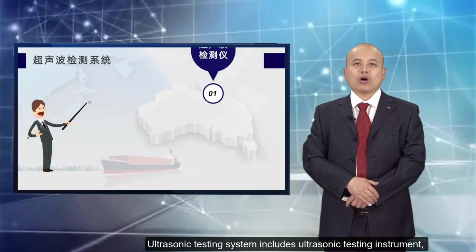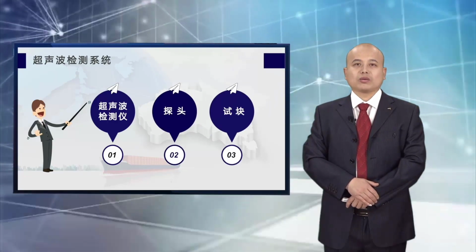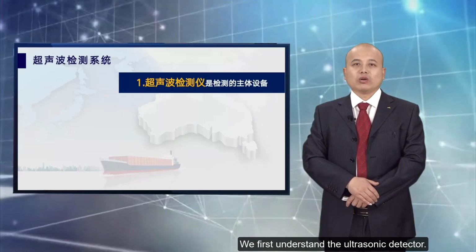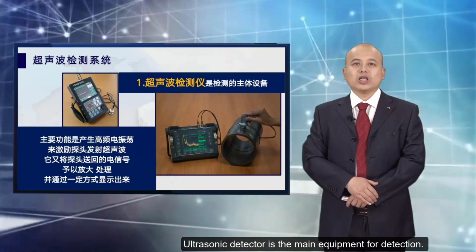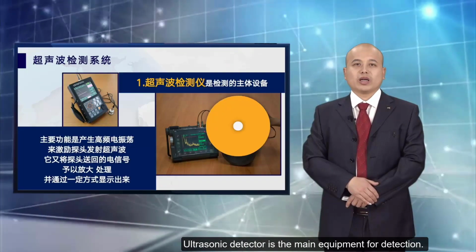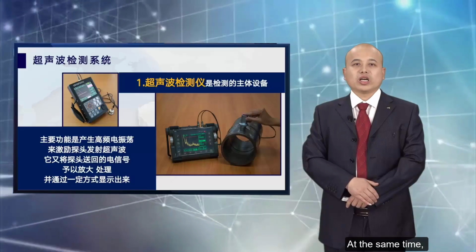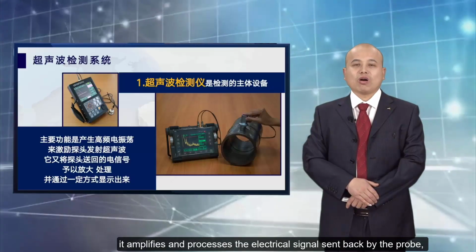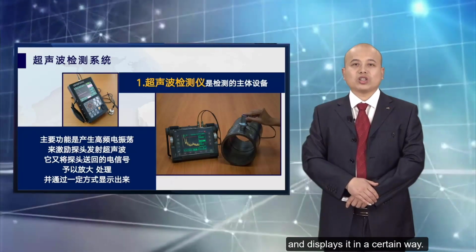Part 3. Ultrasonic inspection system. The ultrasonic testing system includes the ultrasonic testing instrument, probe and test block. We first understand the ultrasonic detector. The ultrasonic detector is the main equipment for detection. Its main function is to generate high-frequency electrical oscillations, and to stimulate the probe to emit ultrasonic waves. At the same time, it amplifies and processes the electrical signal sent back by the probe, and displays it in a certain way.